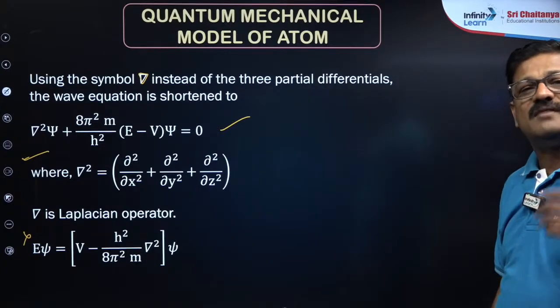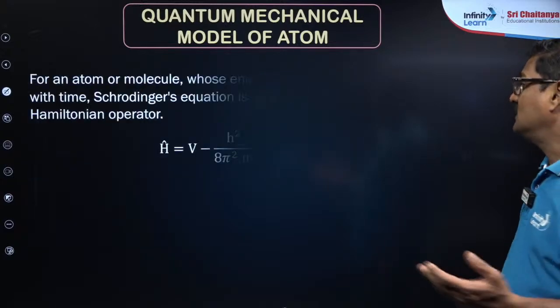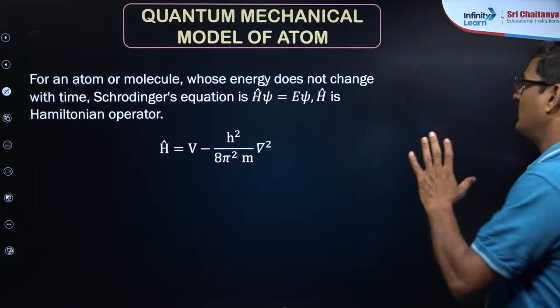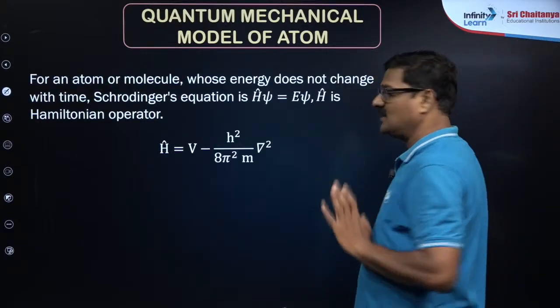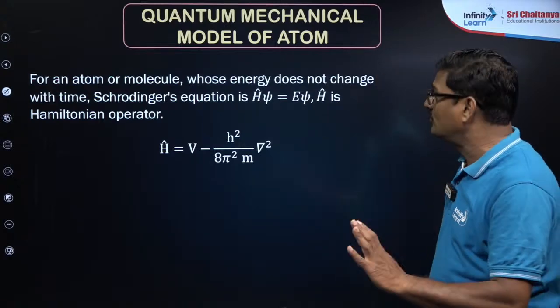Those values which are valid are called eigenvalues. These eigenvalues should be according to the Hamiltonian operator. Eigenvalues only we have to take.